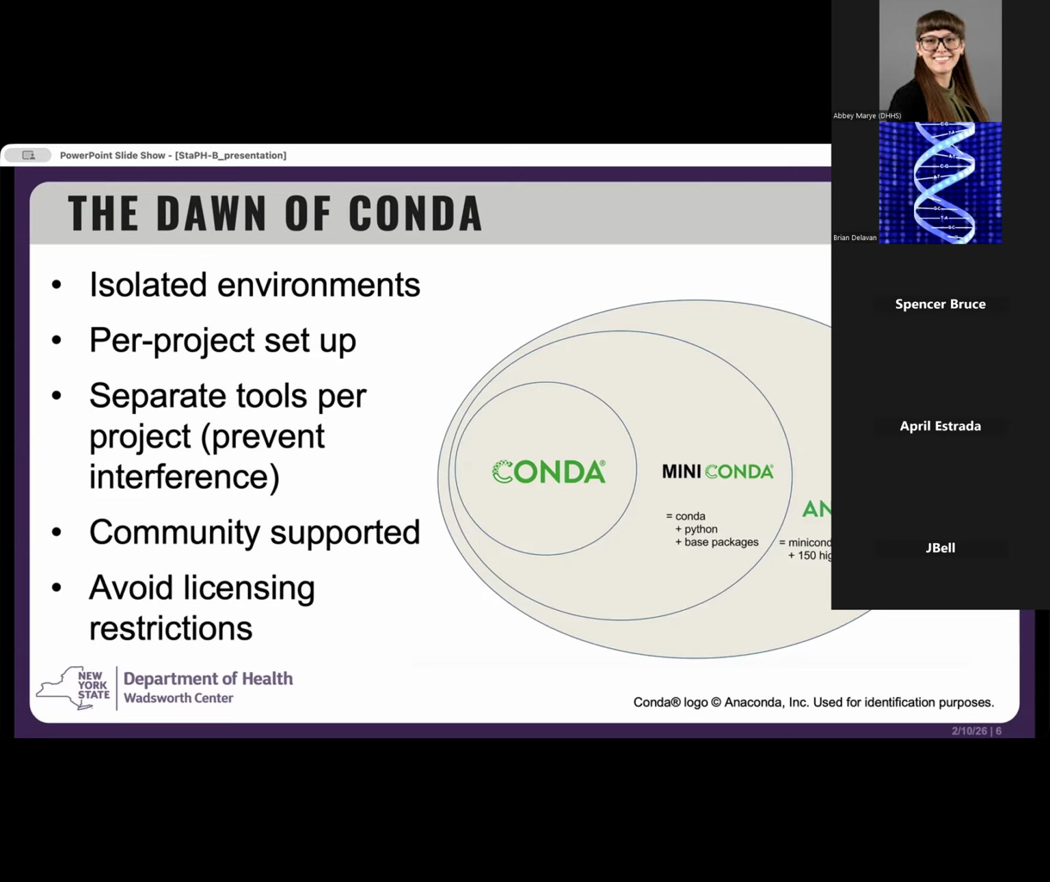So the reality is Conda didn't just give us a new tool. It changed how we think about managing our software. Instead of treating the system as the environment, we started treating each project as its own environment. And that shift really laid the groundwork for everything we'll talk about next, including containers and workflows.